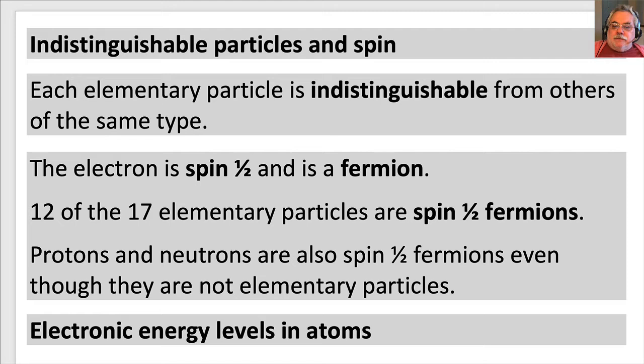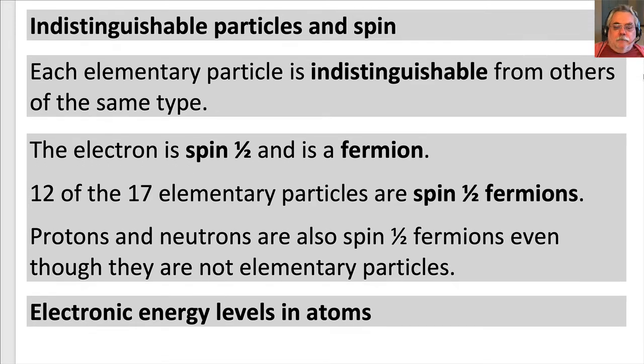Electronic energy levels in atoms. Electrons bound in atoms can only be in specific, definite, quantized electronic energy levels. These energy levels are specified by quantum mechanics. Here is a representation of the electronic energy levels for a carbon atom.